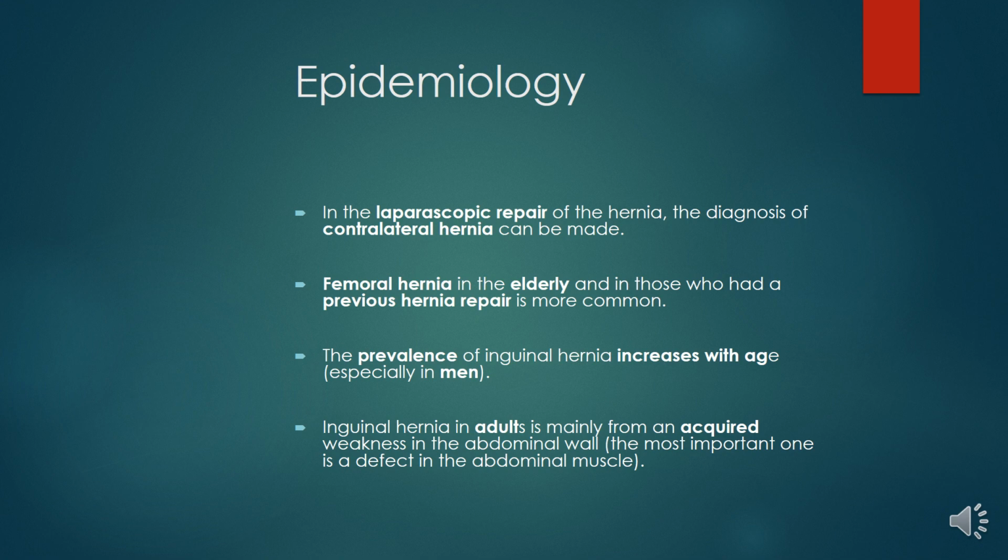With laparoscopic hernia repair, the diagnosis of a contralateral hernia can be made, and femoral hernia is most common in the elderly and those who had a previous hernia repair. The prevalence of inguinal hernia increases with age, especially in men. Inguinal hernia in adults is mainly from acquired weakness in the abdominal wall, and the most important one is the defect of the abdominal wall.